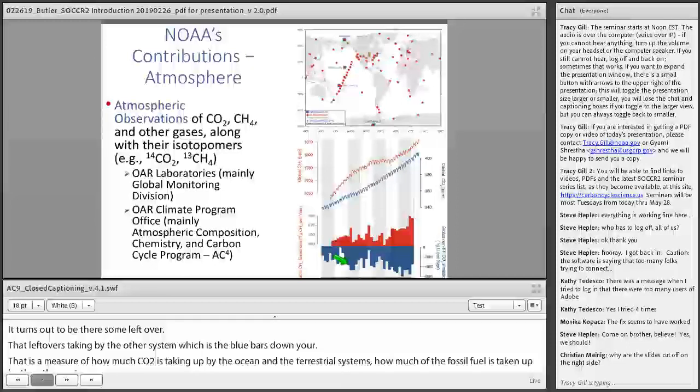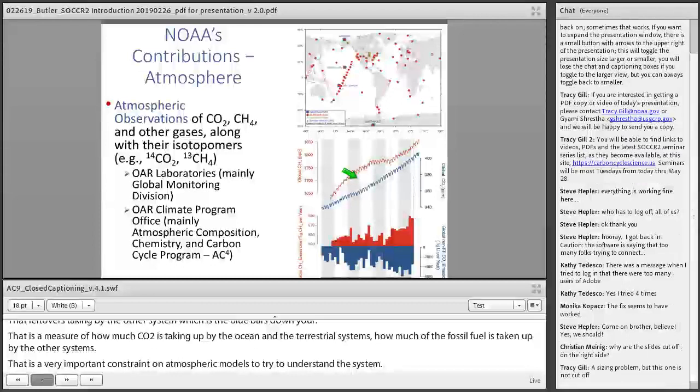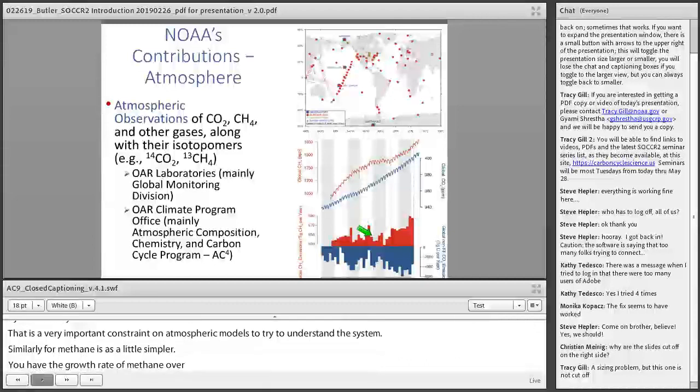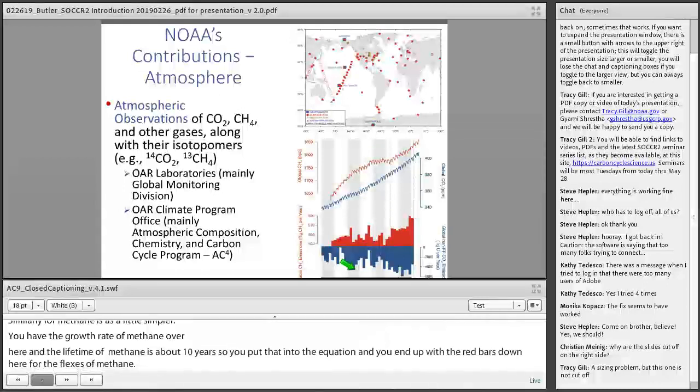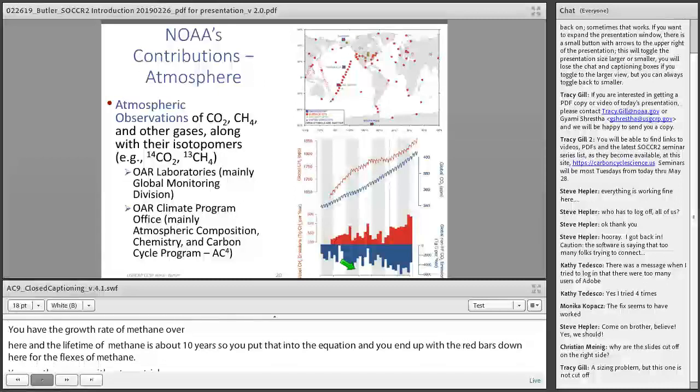Similarly for methane, it's a little simpler. You have the growth rate of methane over here, and we know the lifetime of methane is about 10 years, so you put that into the equation, and you end up with the red bars down here for the fluxes of methane. So you can see methane sources and the terrestrial and ocean ecosystems take up the CO2. Yeah. So that's what we get out of atmospheric measurements. We get a lot more, but that's one of the big ones.